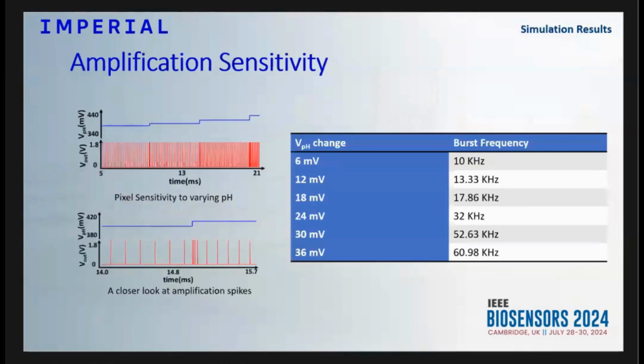So I became super happy. I started running all these amplification sensitivity experiments. And I was like, oh, okay, if there's a 6 millivolt change, there'll be a 10 kilohertz burst. If there's a 36 millivolt change, there's a 60.98 kilohertz burst. And so I'll be able to see all this happen.